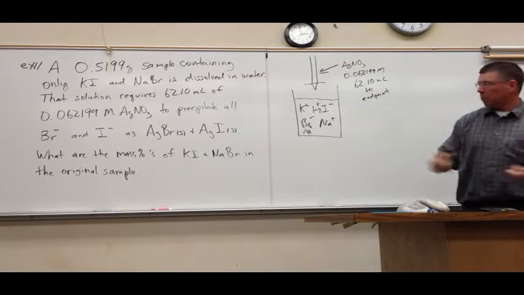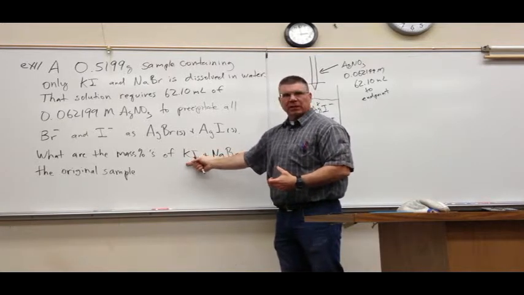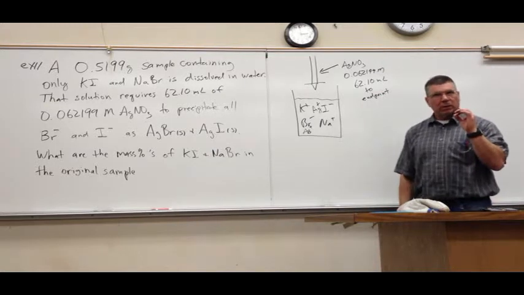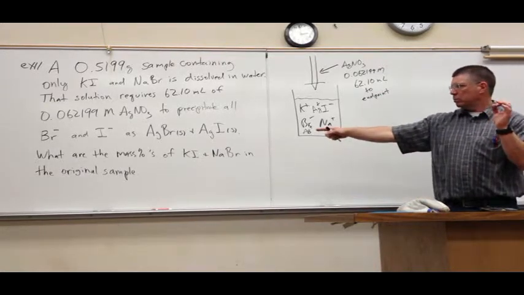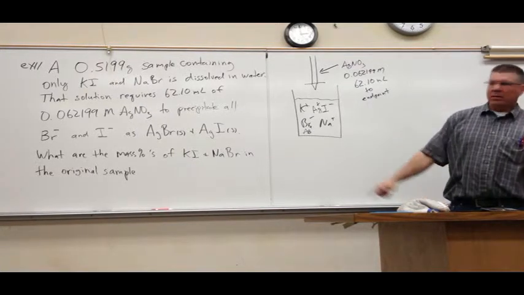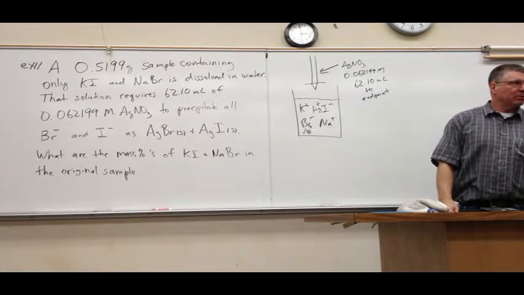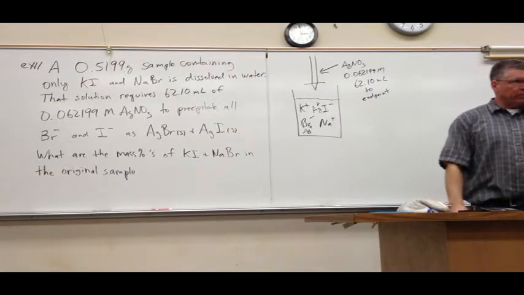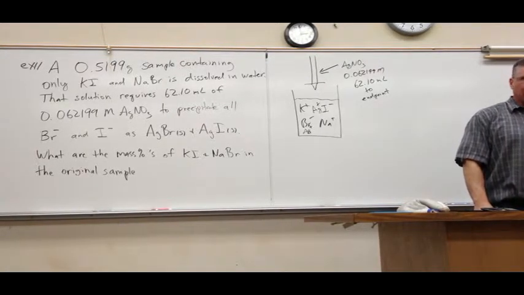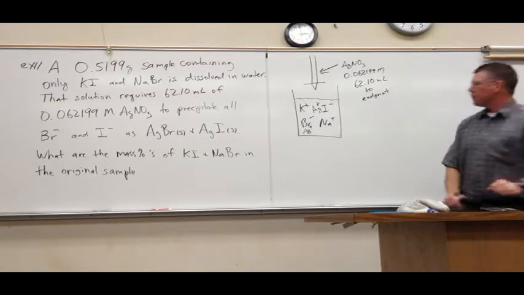We know how much the whole weighs, the 0.5199 grams. All we have to do is find out how much of that's potassium iodide and how much of it's sodium bromide, right? So really, our goal is to find out how much, say, potassium iodide there is. If we know that, then we can get the other if we need it, because it's just 0.5199 minus that. Does that make sense? So really, we've figured out our goal, and we've made it just one thing. Mass of, pick one. Let's pick potassium iodide. So that's what we have to find.